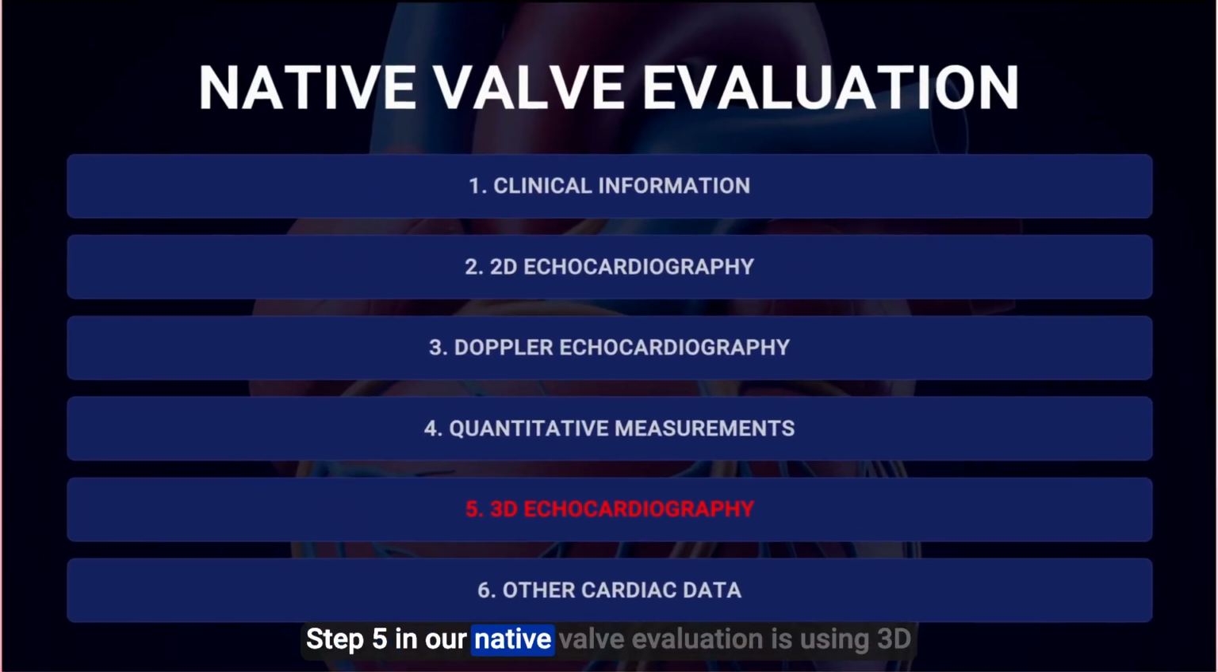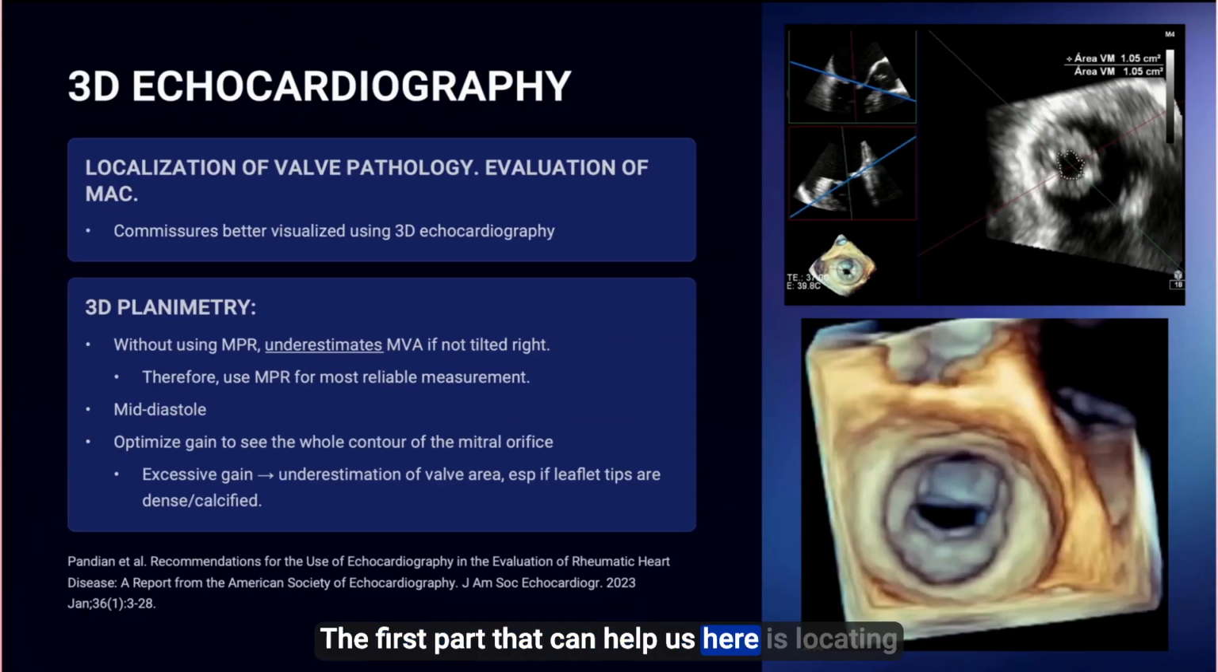Step 5 in our native valve evaluation is using 3D echocardiography in the mitral stenosis assessment. The first part that can help us here is locating particular valve pathology, especially if you need to further look at your mitral annular calcification.